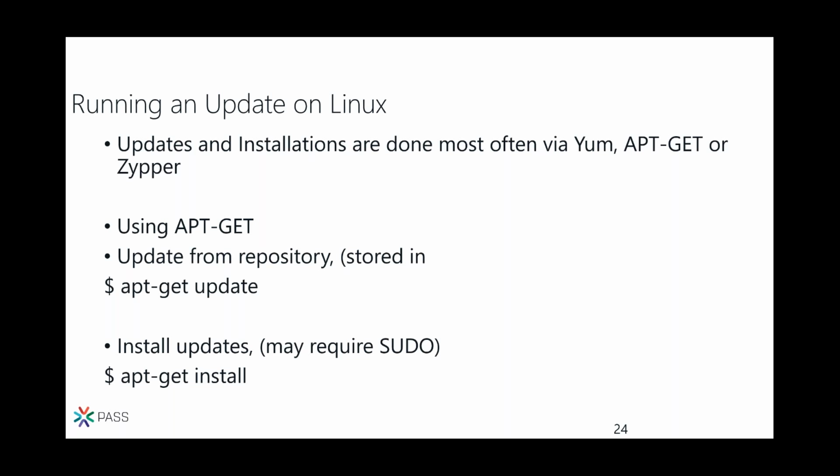And with apt-get, you would first update the repository with apt-get update. And then you would want to install those updates. And they may require sudo, if not in there as root, of course. And you would do apt-get install. And that will install all the required security patches and everything to the OS that need to be installed.